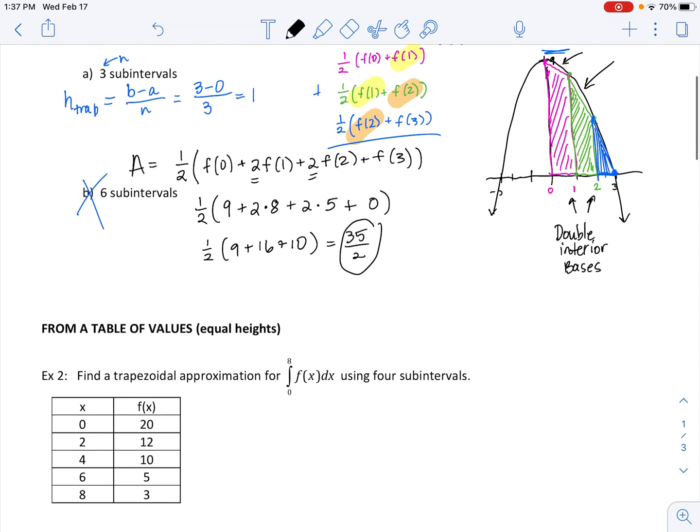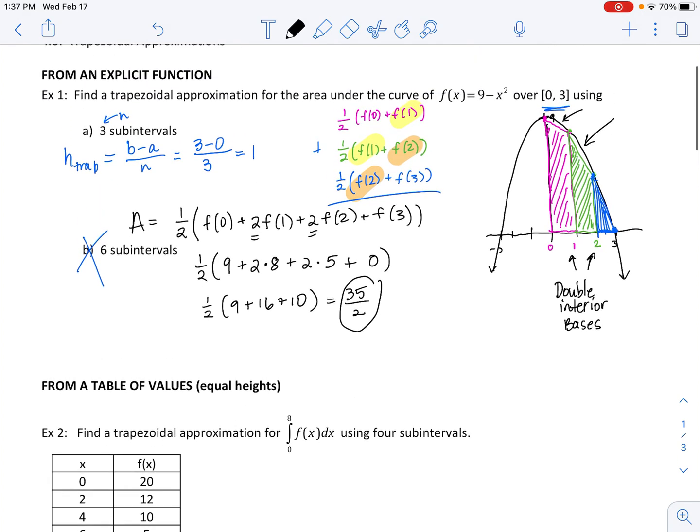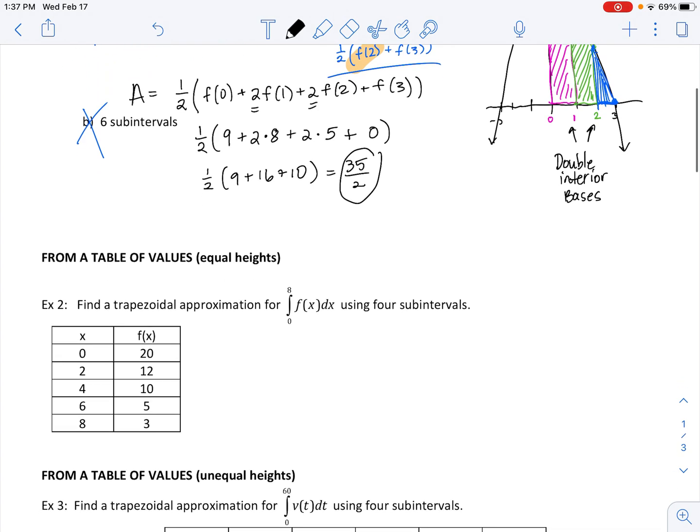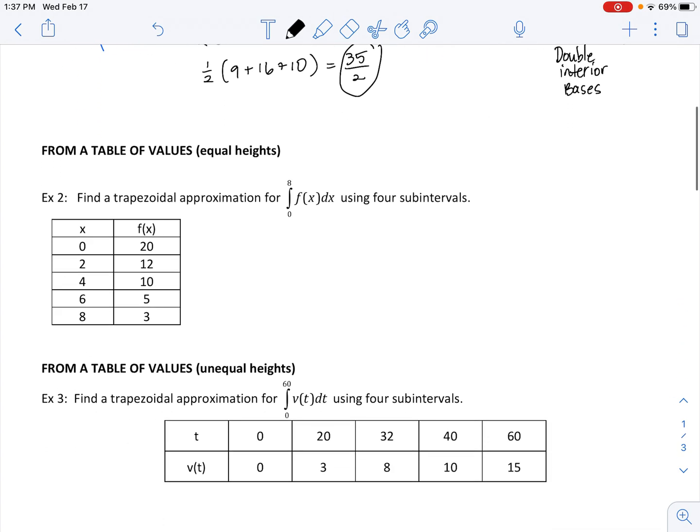So if you have a function where you have to plug the x values in, that's how you're going to generate it. Examples 2 and 3, and actually the rest in this whole thing, are from a table of values. In example 2, we're going to find a trapezoidal approximation from 0 to 8 of this function in the table, given 4 subintervals.